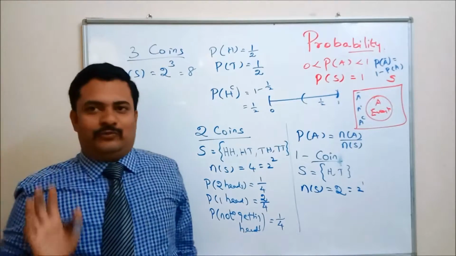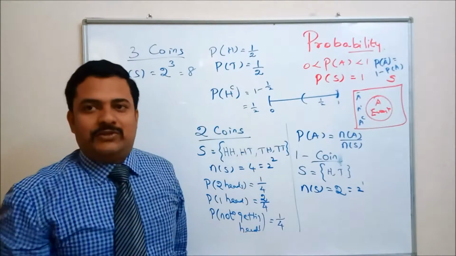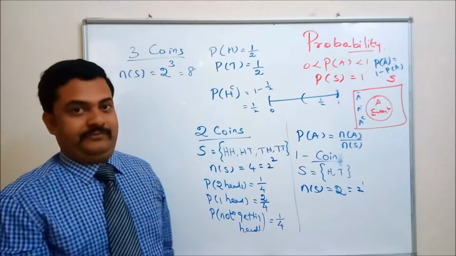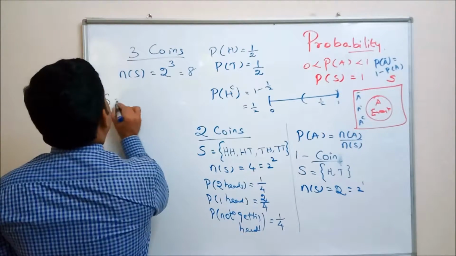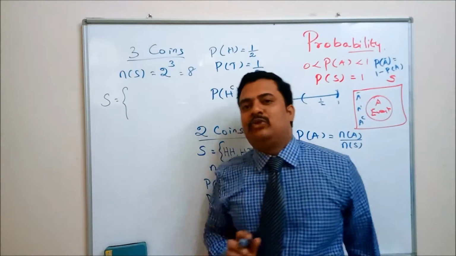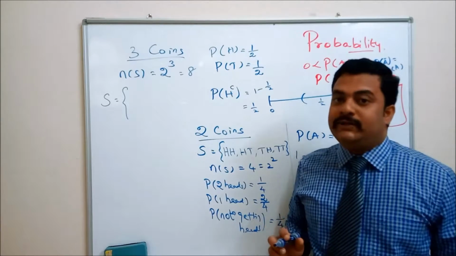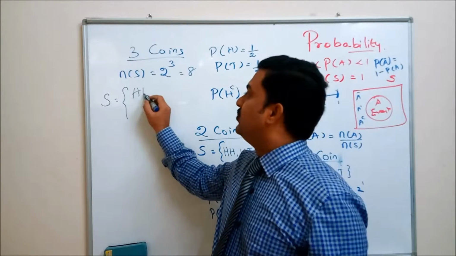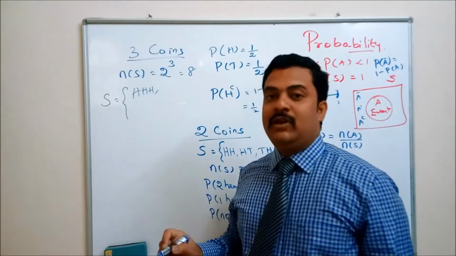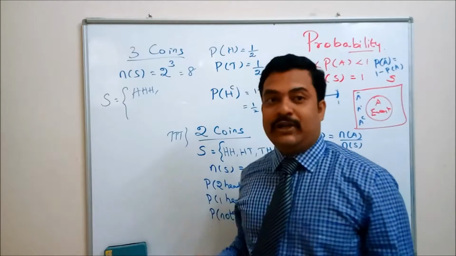Now the question is for you. What are the elements in my sample space while tossing 3 coins once? I want to write my S. What may be the items over here? How to write? First one is correct: H, H, H. Okay. This one is also okay: T, T, T. It is okay. The next.